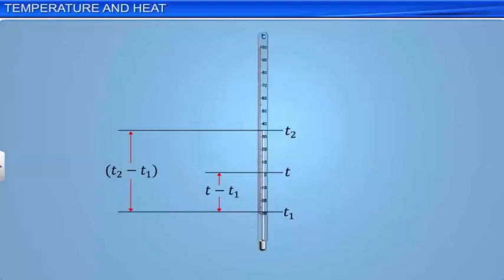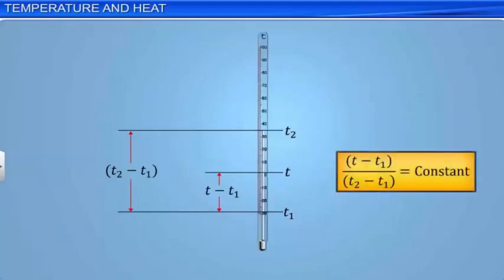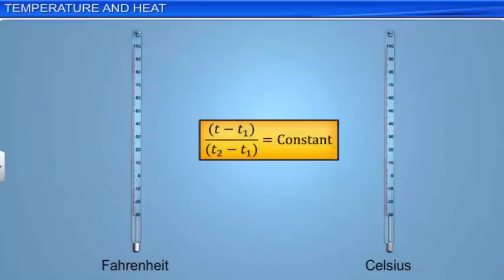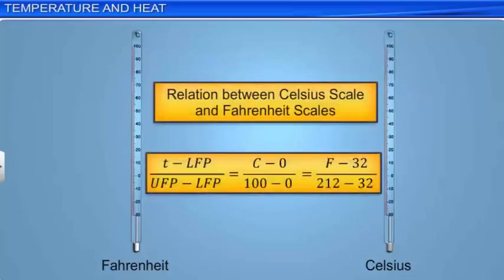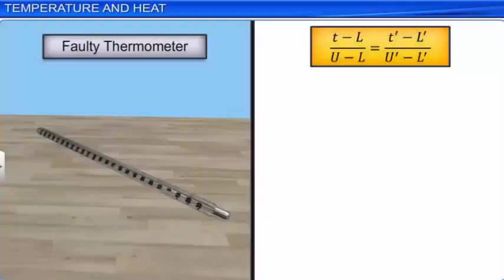For any temperature scale, the ratio (T minus T1) by (T2 minus T1) is constant. This can be used to find relationships among different temperature scales. The relation between Celsius scale and Fahrenheit scales of temperature can be as shown. The same relation can be extended to find the corrected temperature shown by a thermometer which is calibrated incorrectly.